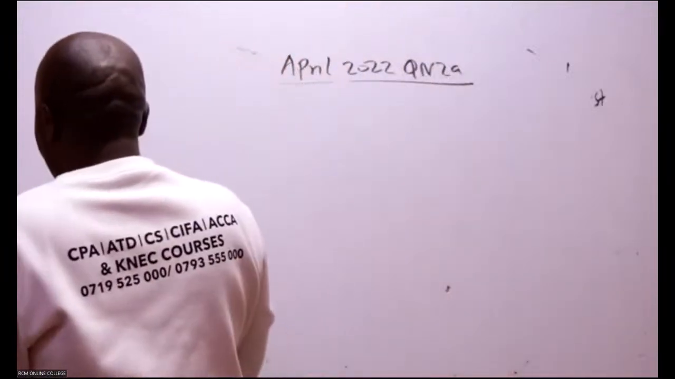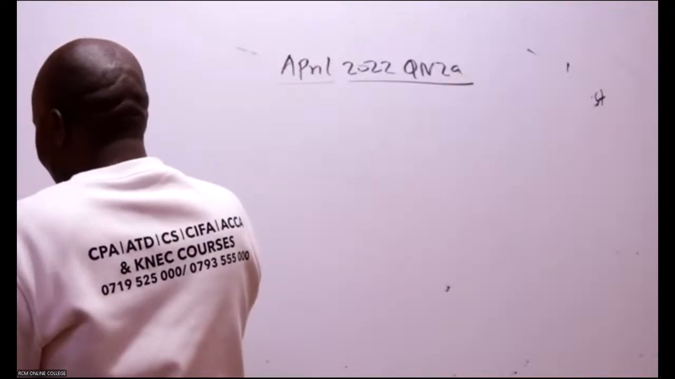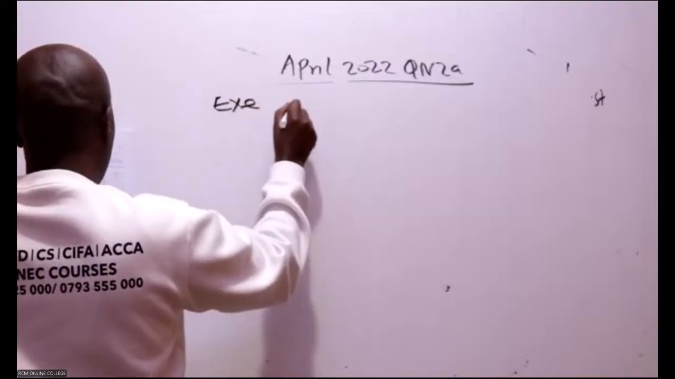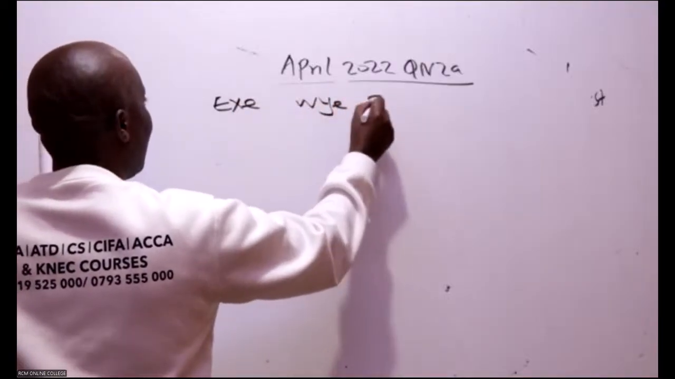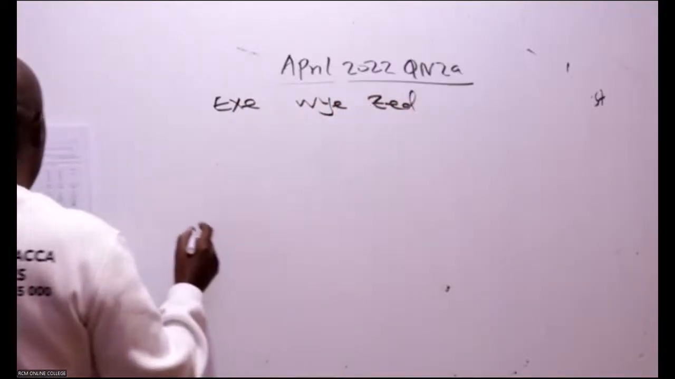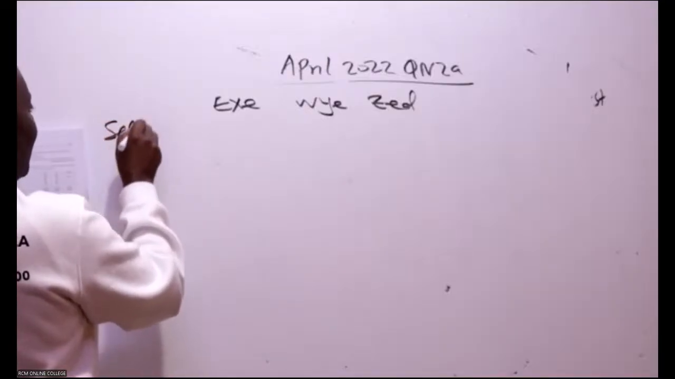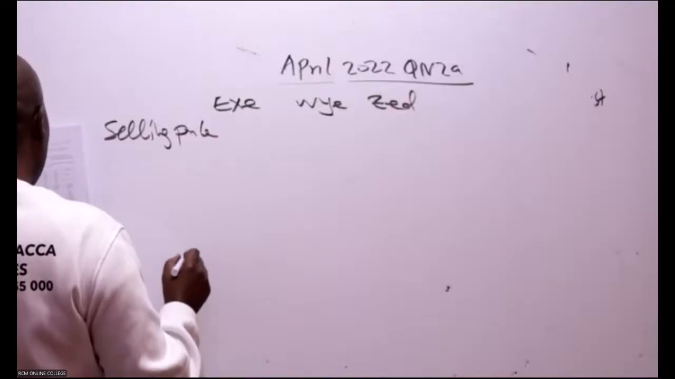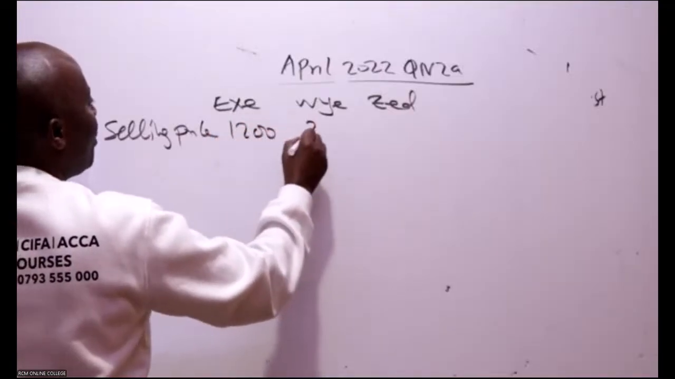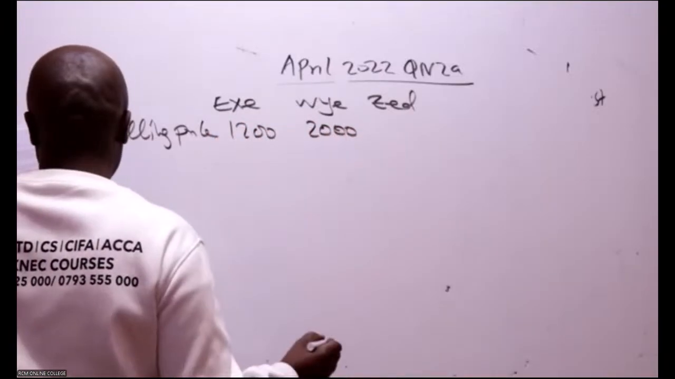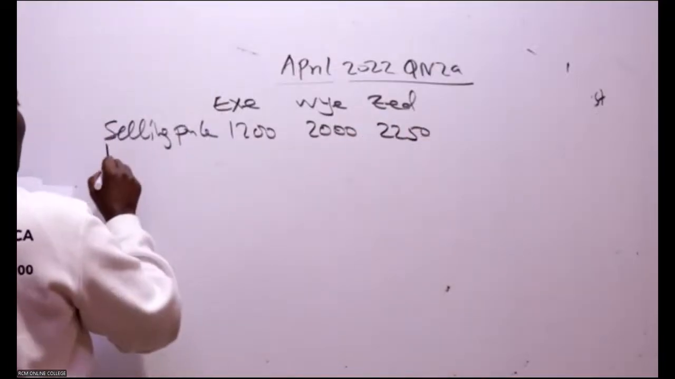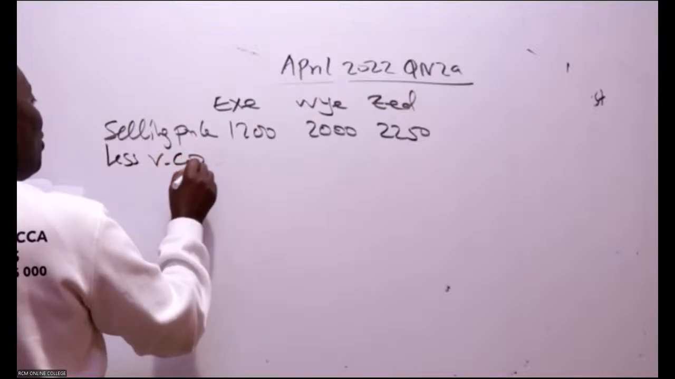So we have our selling prices for the 3 products. Very easy. We have X, we have Y, we have Z. So we have here selling price. For X, we have 1,200, 2,000, and then for Z, we have 2,250. Then we less variable cost.